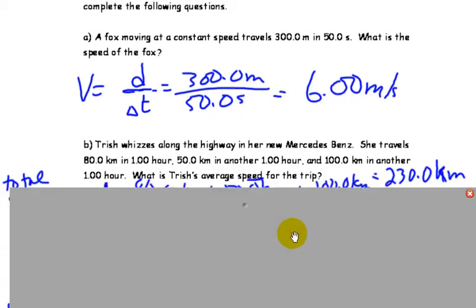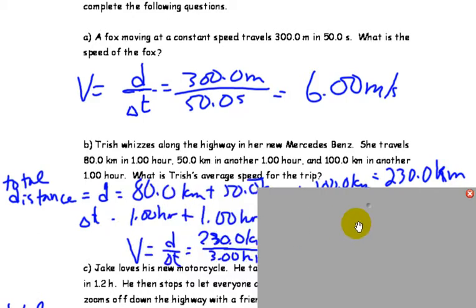Okay, so here we have B. Trish whizzes along the highway in her new Mercedes-Benz. She travels 80 kilometers in 1 hour, 50 kilometers in another hour, and 100 kilometers in another 1 hour. What is her average speed? So you can see it's not constant throughout. She's speeding up, obviously, because the distances are different.